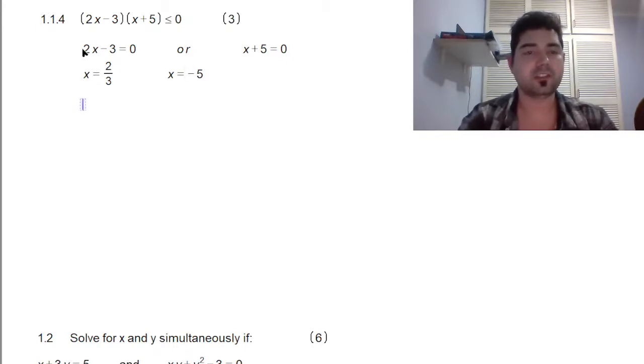Okay, but these are not actually the solutions. A lot of guys will stop here, and this is one of my biggest problems with guys. You can't just stop right here. Remember, this is an inequality, so they're actually asking whether this expression is less than 0 or equal to 0. They don't just want where it's equal to 0.